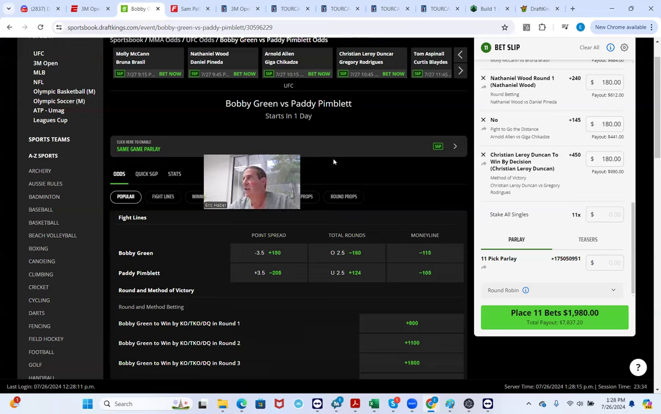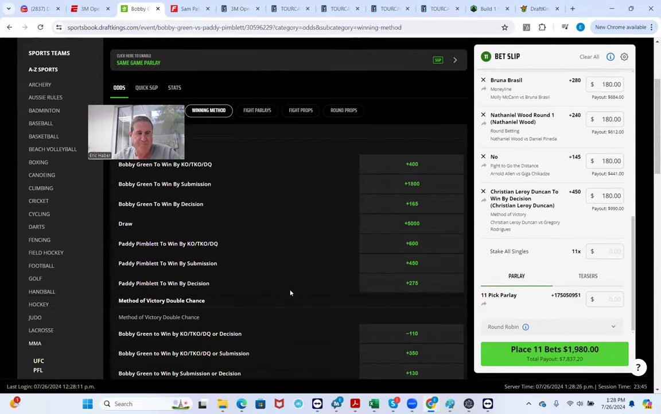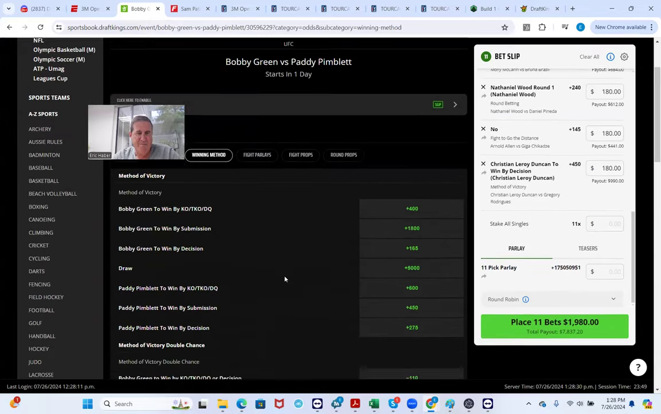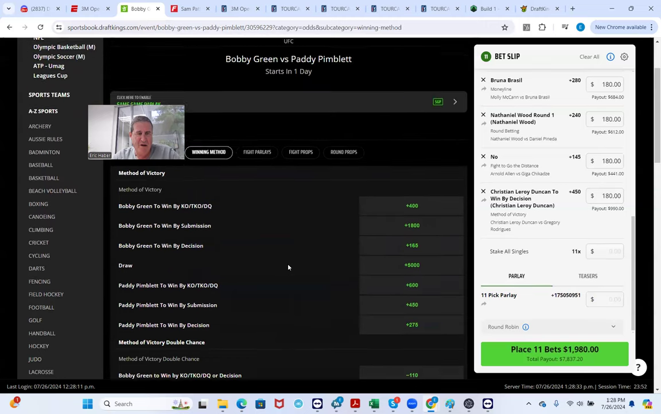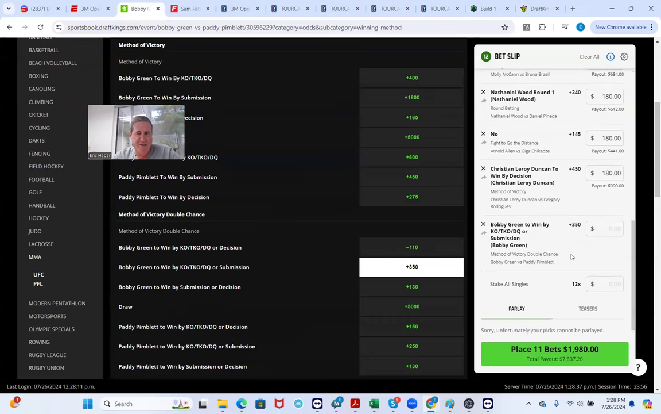I mean, he just subbed, what's his name? Tony Ferguson, giving Tony Ferguson, I think, his first sub loss. So let's just play Bobby Green inside the distance. Not to get too fancy here. There's his winning method. Bobby Green, +350 inside the distance.